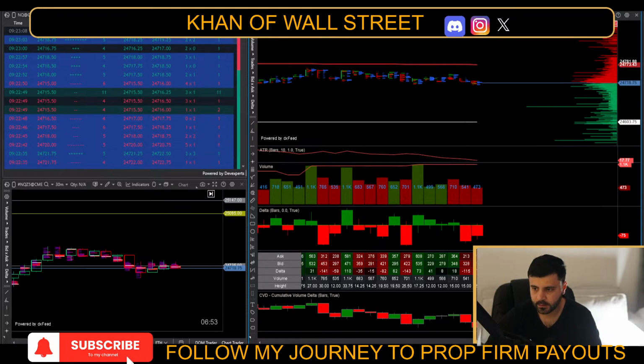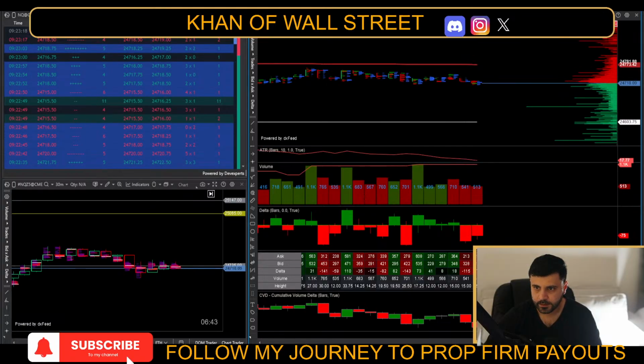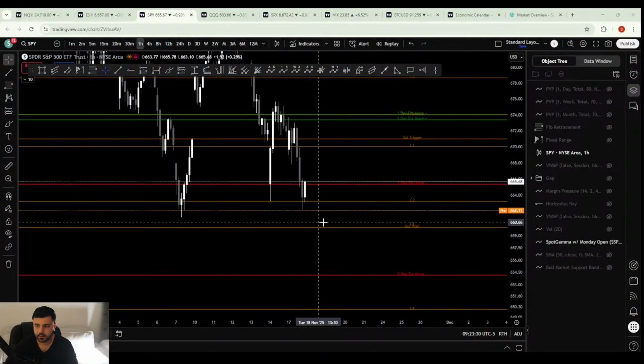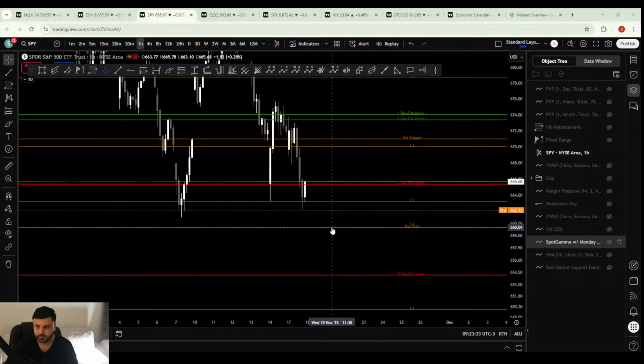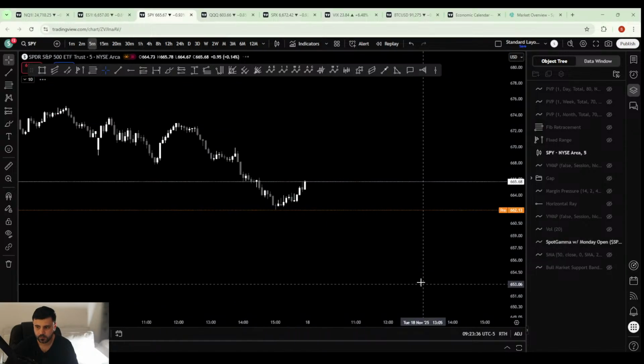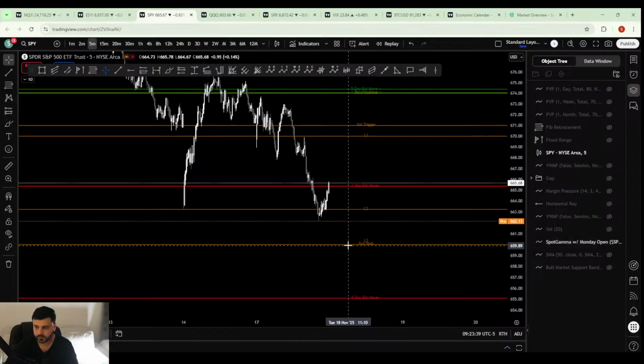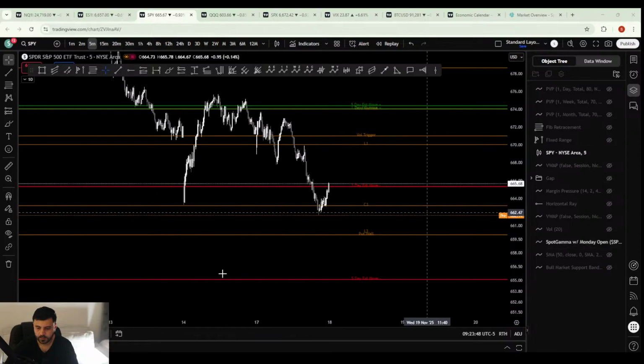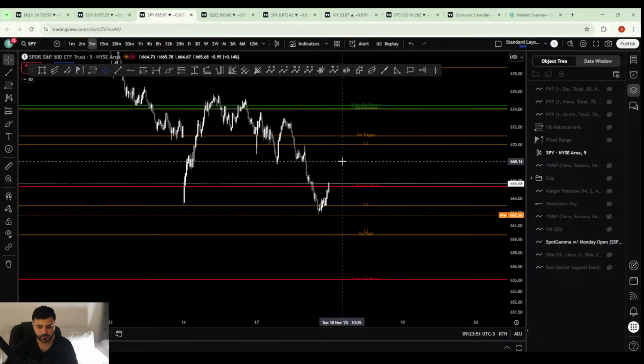SPX, yeah, gamma level 6600. That would be very bearish if it goes down there. SPY also has an important support level right here at 660. Right, important support level at 660. So we could get a move down on SPY, hit there, and then move higher. So that's kind of my thinking.